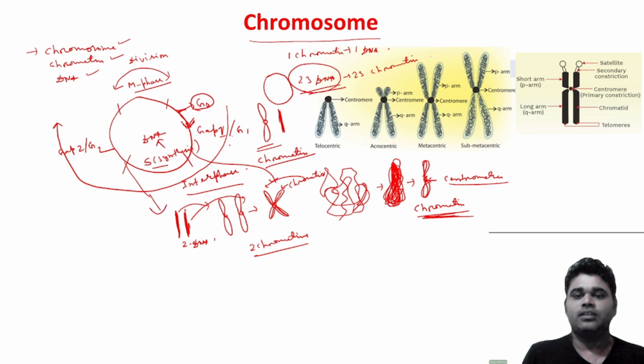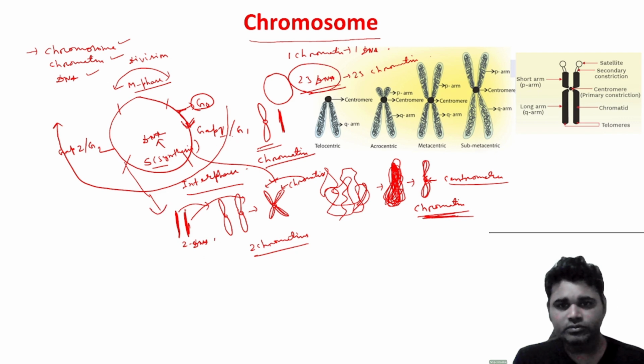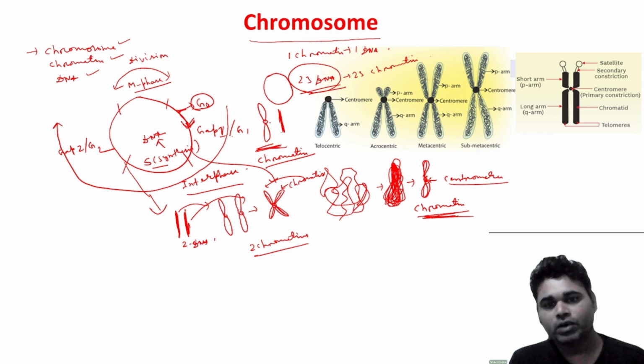That means in the G1 phase, the chromatin looks like this. In that one DNA is present, and from the one DNA it forms one chromatin, and at the middle it is called the centromere.